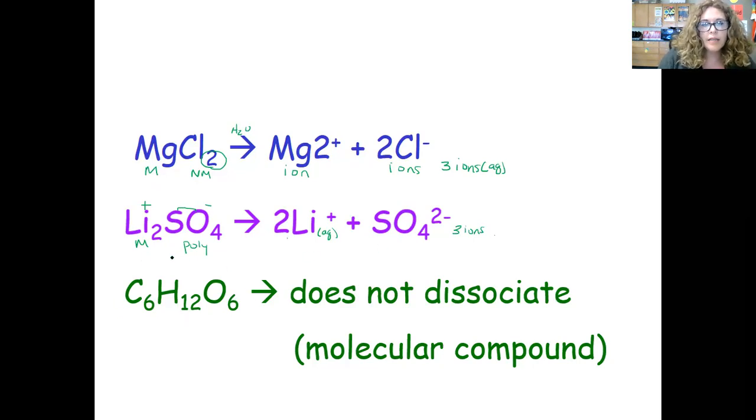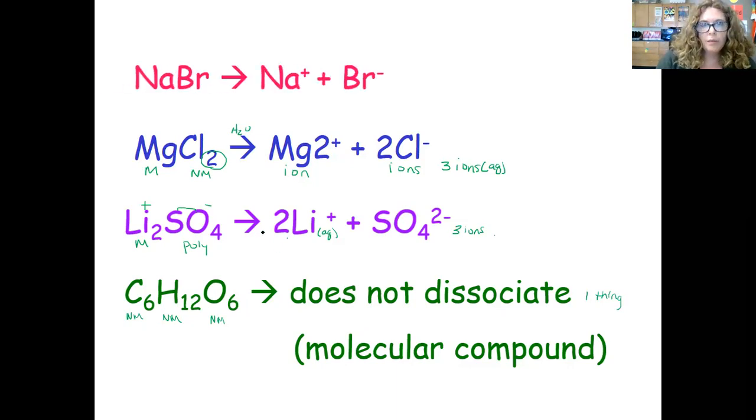So now let's look at glucose over here. Carbon is a nonmetal, hydrogen is a nonmetal, oxygen is a nonmetal. So this means that I have a molecular substance. It does not dissociate, so it's only one thing in solution. It sticks together. It does not dissociate.